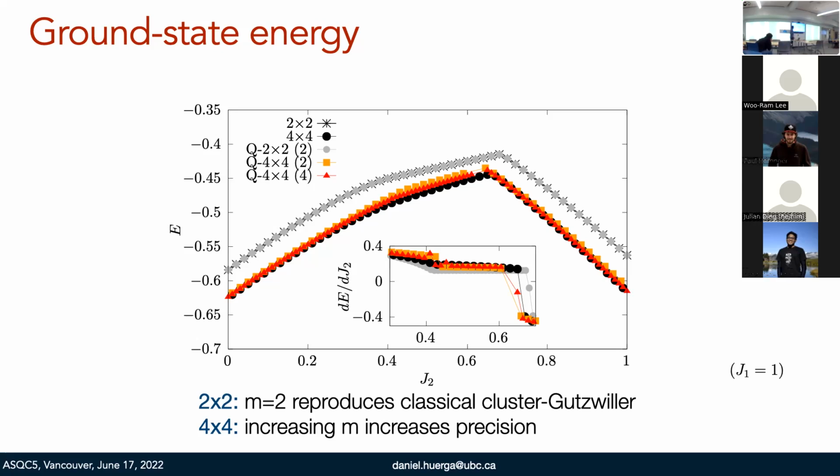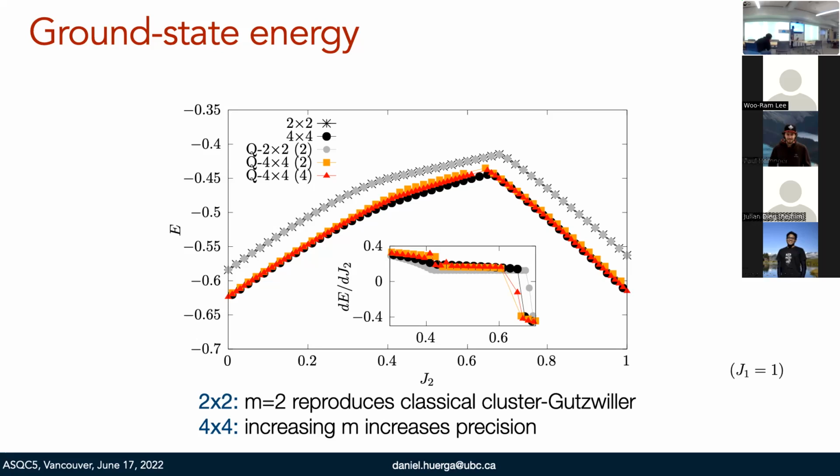If we were to do the second derivative, we would see a jump, signaling a first order transition around 0.6. And then when we increase the cluster size, we can see that although we do not get exactly the same results as the classical cluster-Gutzwiller, in the regions near 0 and near 1, which we will see correspond to the ordered phases, we have very good quantitative results that even improve when increasing the macrolayer number to M4.